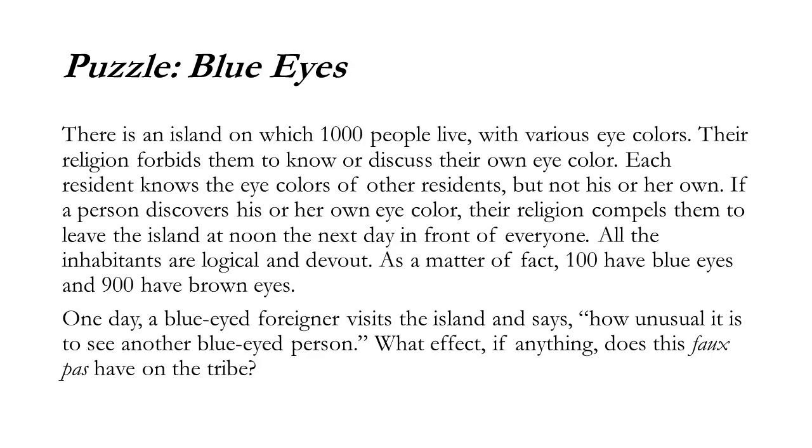If anyone discovers his or her own eye color, the religion compels them to leave the island at noon the next day in front of everyone. All of the inhabitants are logical and devout. As a matter of fact, 100 have blue eyes and 900 have brown eyes. One day, a blue-eyed foreigner visits the island and says how unusual it is to see another blue-eyed person. What effect, if anything, does this faux pas have on the tribe?